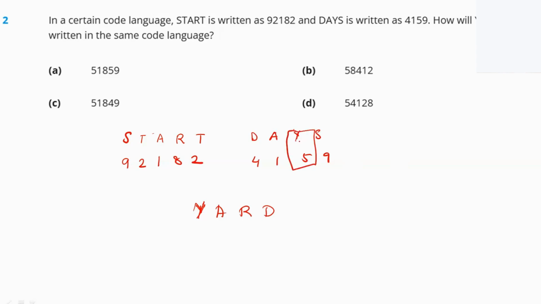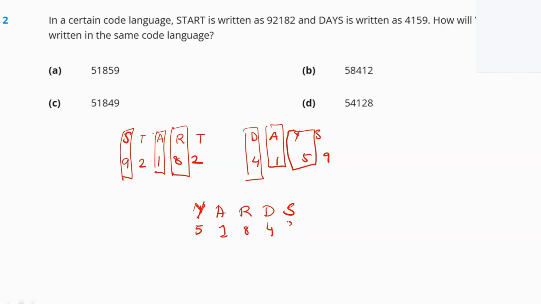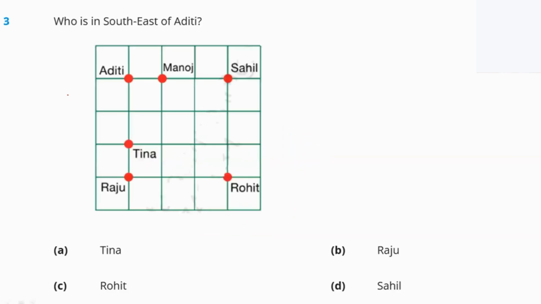For example, over here Y has number 5, so you write 5 here. A is 1 over here as well as here, so you write 1 here. Then you have R, which is 8, and D is 4. So your answer is 5184, and you have S also in yards. So S is what? S is 9. So 5184 9 is option number C. So C is our right answer.